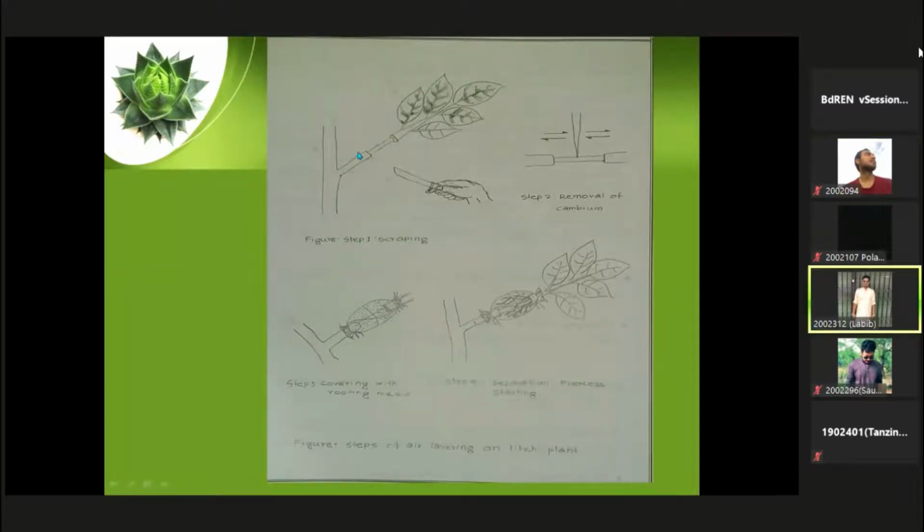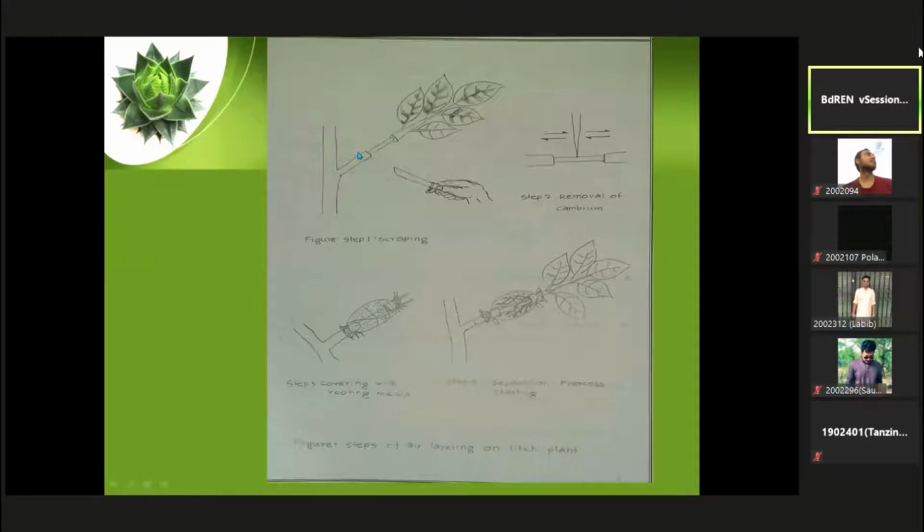Then sir, one question. Could you please tell again how this root is produced? Yes, I am telling you again. I will tell again and again and again, up to the point when you don't understand.